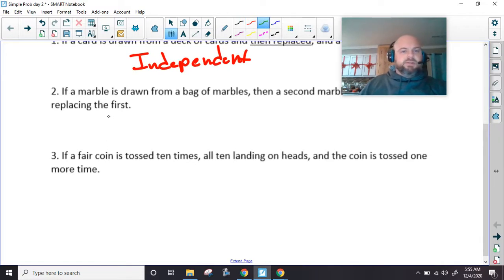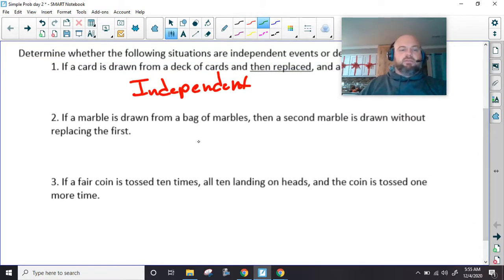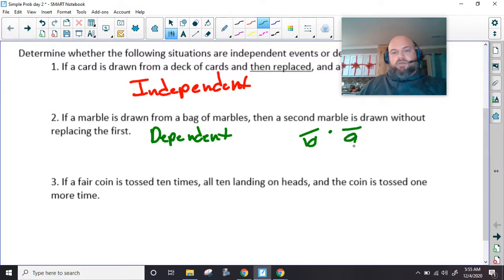Number two, a marble is drawn from a bag of marbles. Second drawn without replacing. All right, this is dependent. And the reason why, let's say we had 10 marbles the first time, and we drew one, didn't put it back. Well, now we have 9 marbles.